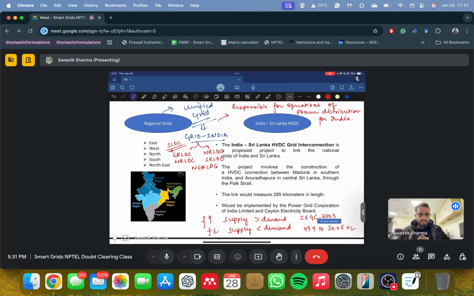Now it's not just this. Grid India's responsibility is not only this, but it has one more responsibility, right? Right now there is a proposal of an India-Sri Lanka HVDC grid interconnection, where they are proposing a link to unify the grids of India and Sri Lanka by using underwater cables, right? This project is still going on, and it's a very nice project for national relations.